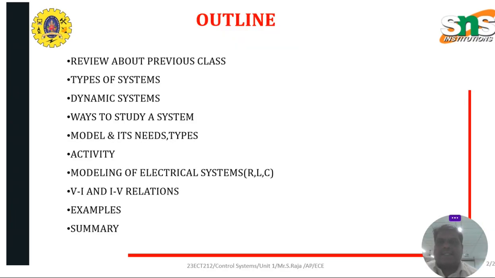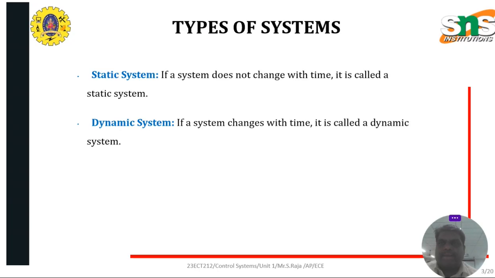The outline of this PPT is: review of previous classes, types of systems, dynamic systems, way to study a system, model and its needs, types, activity, modeling of electrical systems, that is resistor, inductor and capacitor, VI and IV relations, that is voltage and current relationships. Some examples will be discussed, and then a summary of all these topics. Now we switch to the current content.